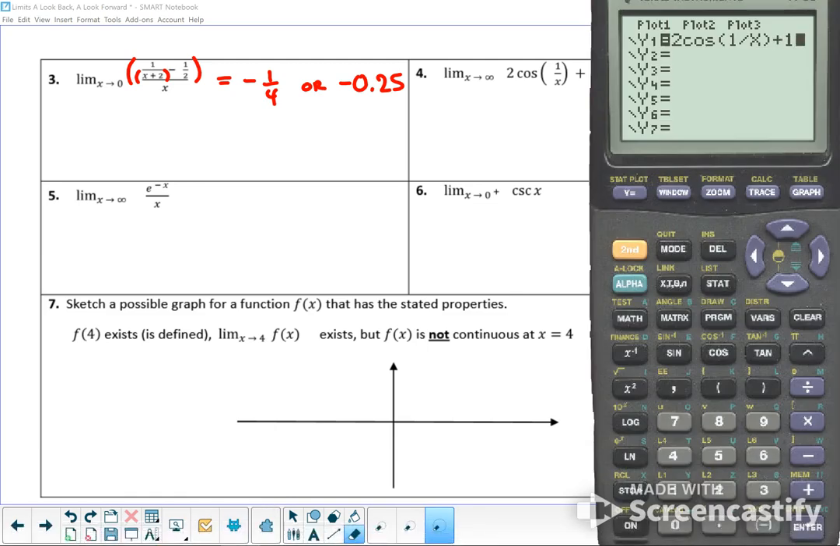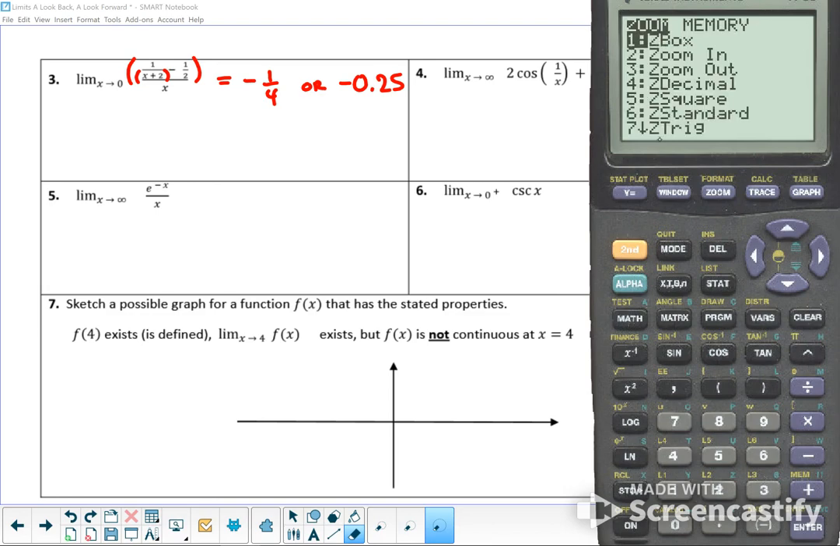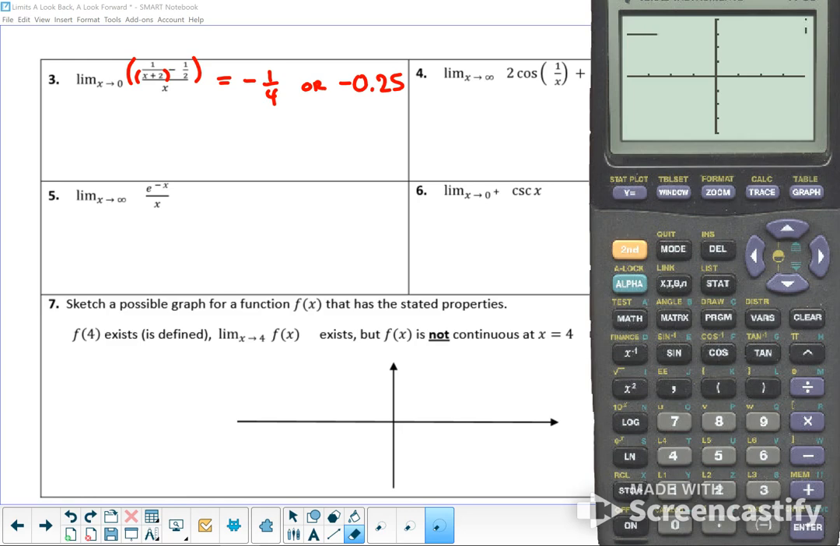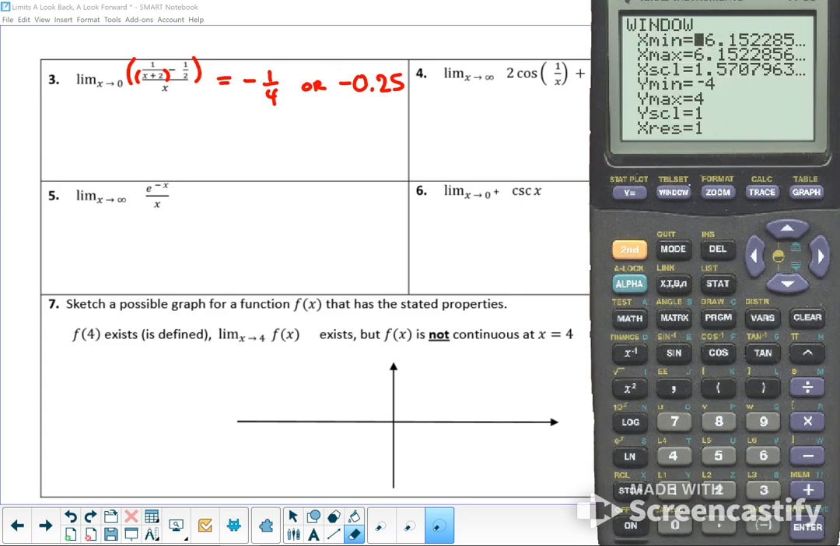Okay, just like that. And since this is a trig function, I'm going to do zoom 7 for trig. Enter. And what happens as I go to infinity? You can see that infinity is all the way over here. You follow my cursor, right? The more I go this way, the more it seems like it's going to be flat. And I can go to the window and extend out the x max. I'm going to go to 100 and see what happens.